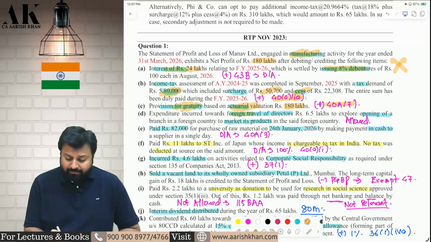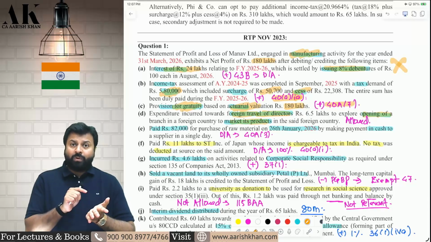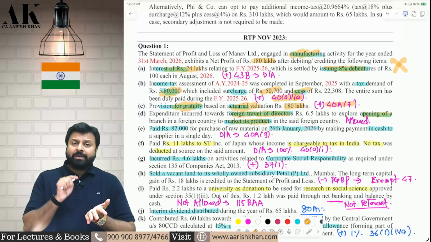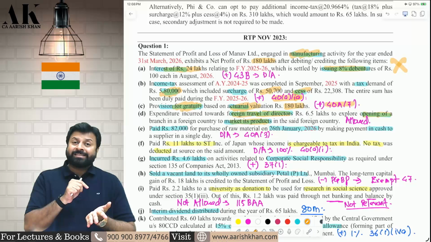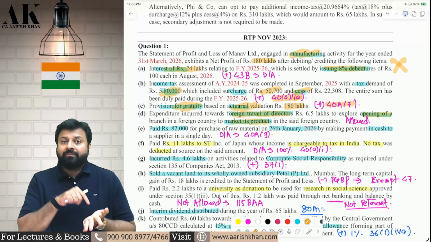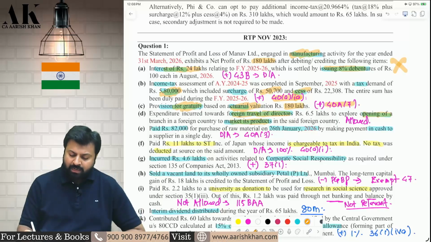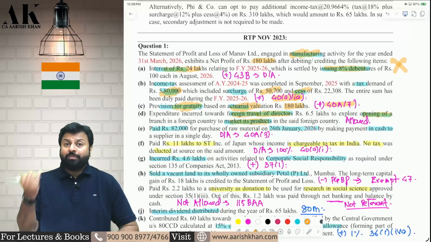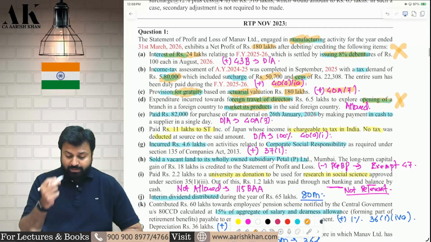You are incurring some expense on foreign travel of directors. They are going to open some branch in a foreign country to market their product. Always remember, it will be allowed as a deduction. Why? Because if you are incurring some expense on foreign travel of directors, and if that expense is related to existing business, then it is allowed as a deduction. But if that expense is related to a new business, then it will not be allowed as a deduction. In this case, it is related to existing business, therefore it is allowed as a deduction. I hope it is clear to all of you.